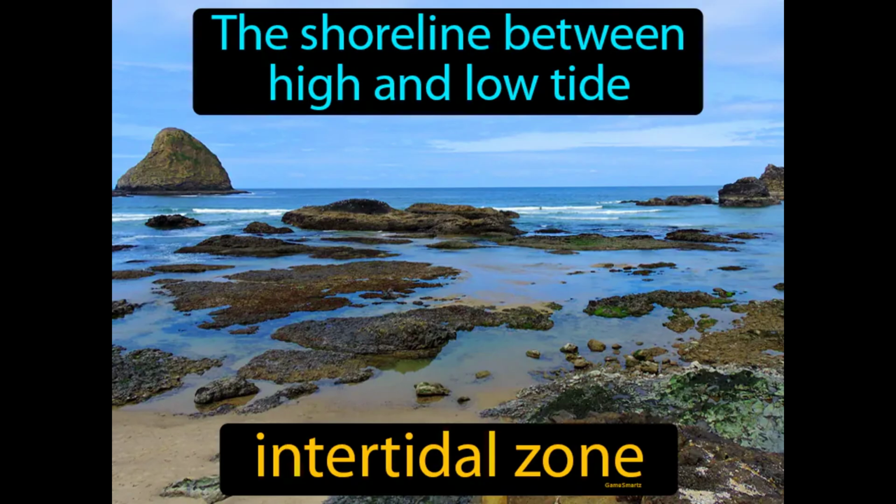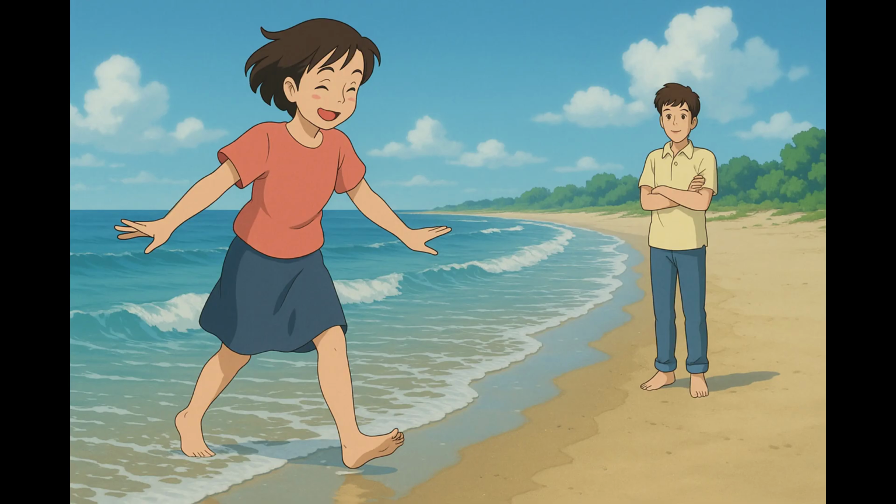The shoreline between high and low tide. Intertidal zone. The intertidal zone is the area of the beach that is covered by water at high tide and exposed to air at low tide. Imagine trying to keep your feet dry while walking along a beach, where waves constantly shift the boundary between dry sand and wet sand. This challenge is similar to the ever-changing intertidal zone, the shoreline that shifts with the tides.